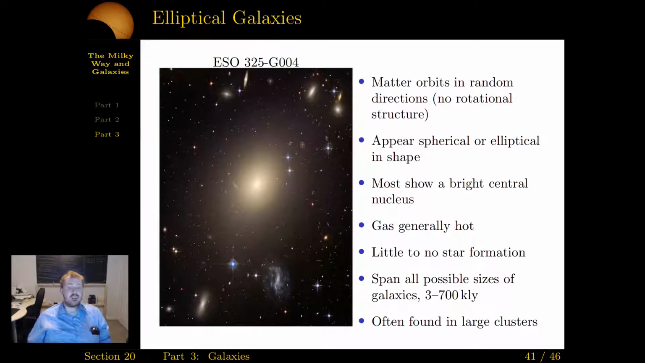And these things span the full spectrum of sizes in terms of galaxy size. Anywhere from just 3,000 light years long to 700,000 light years in size. So they go from the smallest to the biggest. Right? And we'll often find these elliptical galaxies in clusters of galaxies.